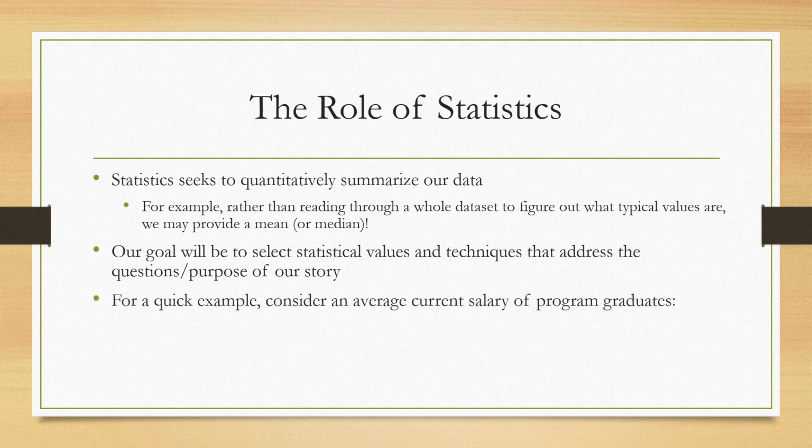So let's talk through a quick example. This is kind of a famous example. The average current salary of program graduates out of a program for 1 year of graduates out of a program out of North Carolina. If I calculate the mean salary, it's $250,000 a year for these graduates. And if I calculate the median salary, it's $28,000 a year.